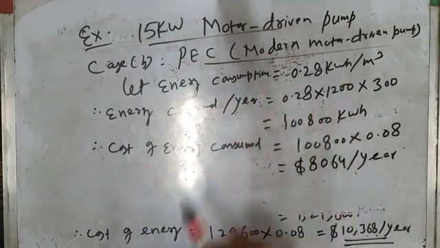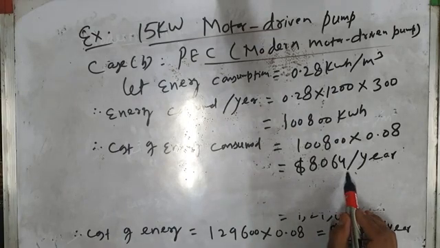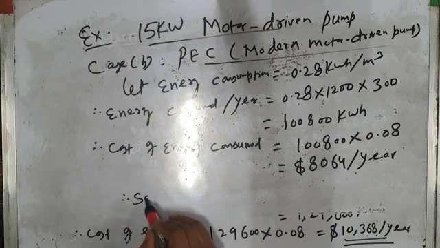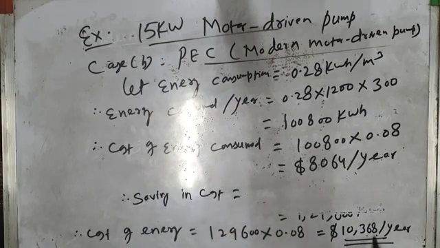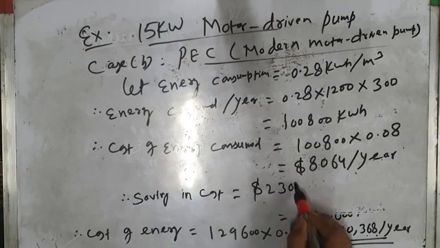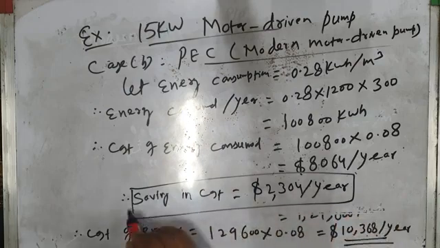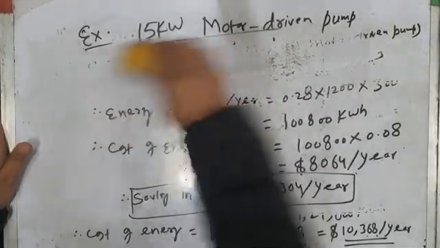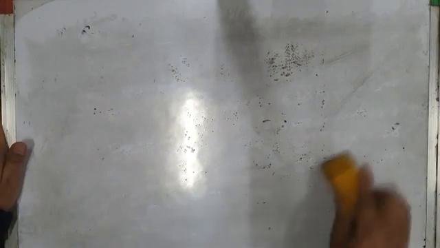And for modern motor driven pump using power electronic converter, it is reduced from $10,368 per year to $8,064 per year. So therefore, what is the saving in cost? It is 10,368 minus 8,064. So it is $2,304 per year. So in every year we are saving this much of amount, $2,304 per year.